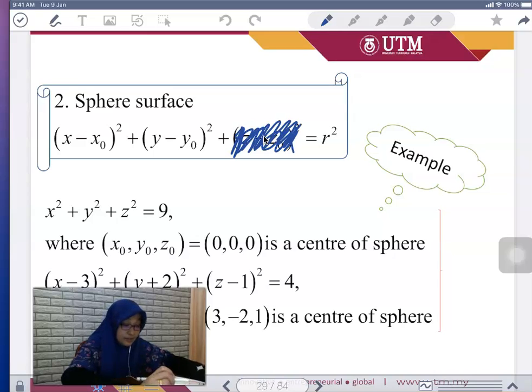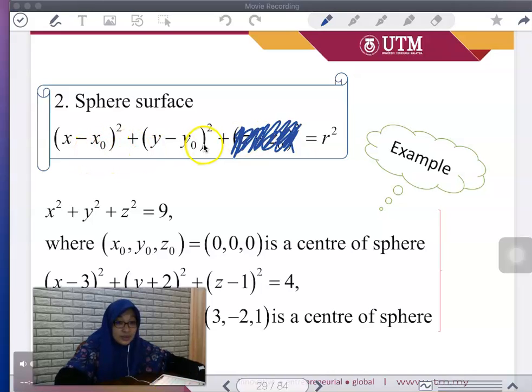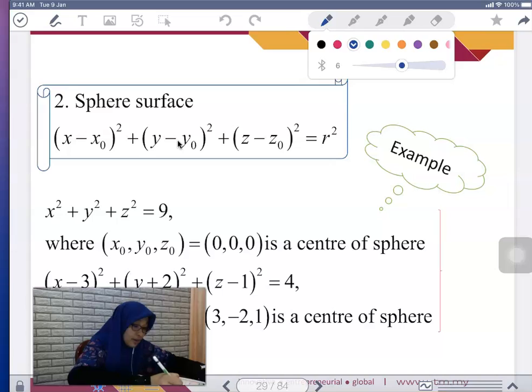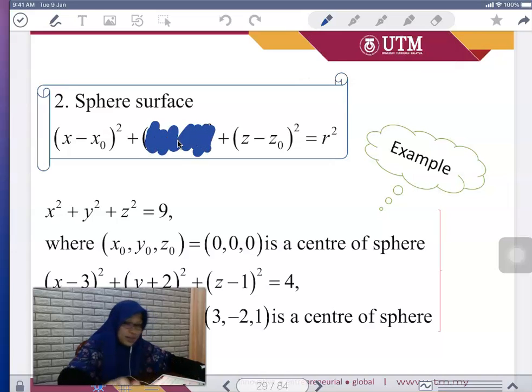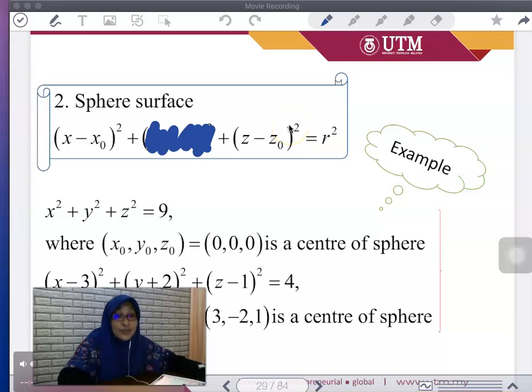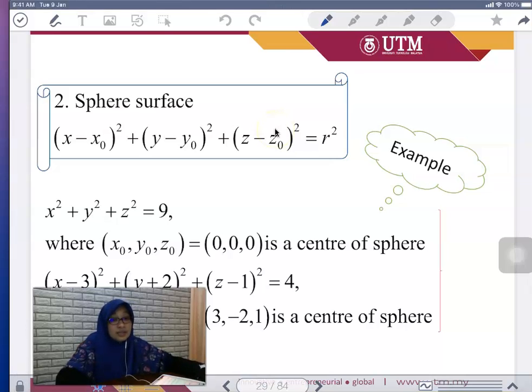On 2D, you have a circle with radius r centered at x naught, y naught, and your circle is lying on the xy plane. Or maybe you have only x and z, equal to r squared. So you also have a circle with a similar radius r. The center is at x equal to x naught, z equal to z naught. But your circle is now lying on the xz plane, and so on. But since you have 3 variables here, you have a surface, and this particular surface is called a sphere.